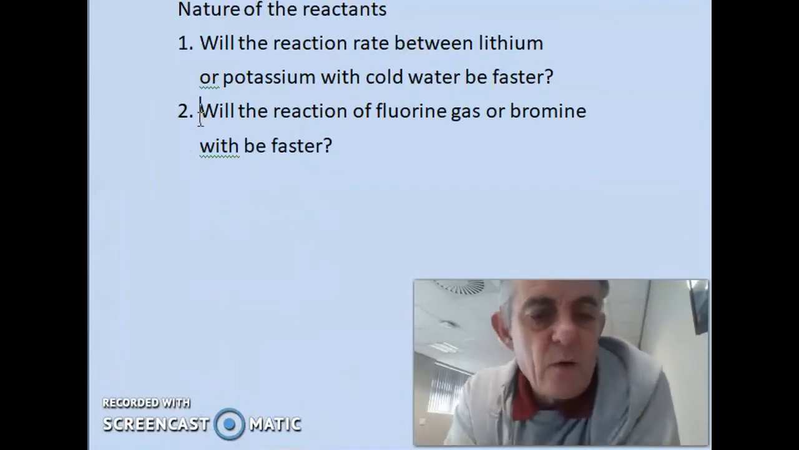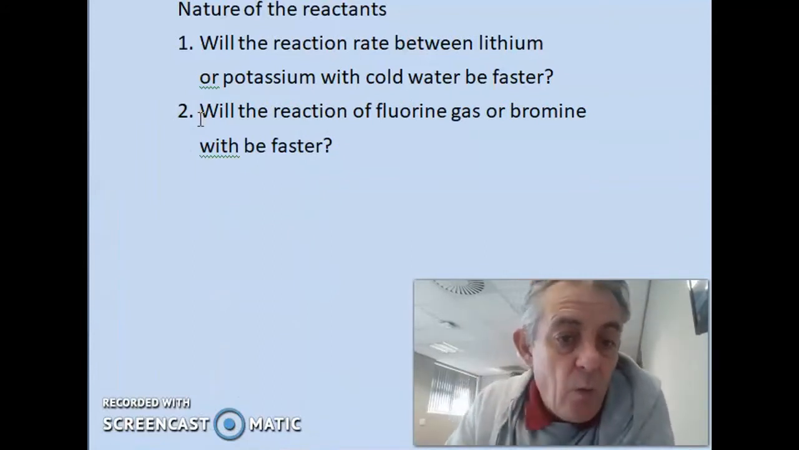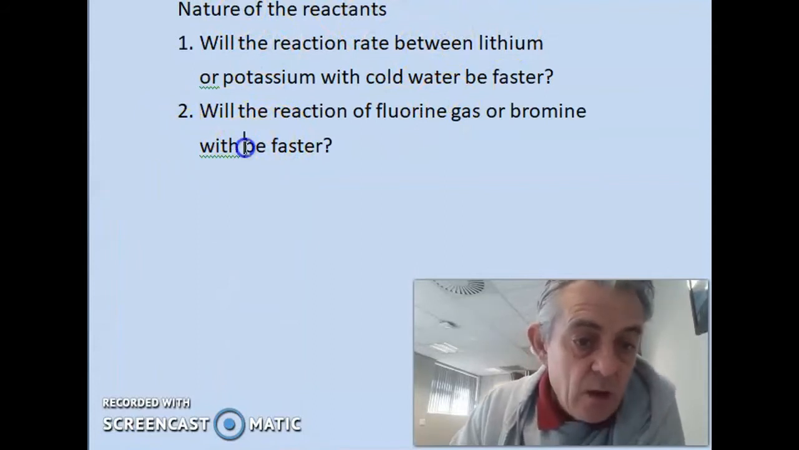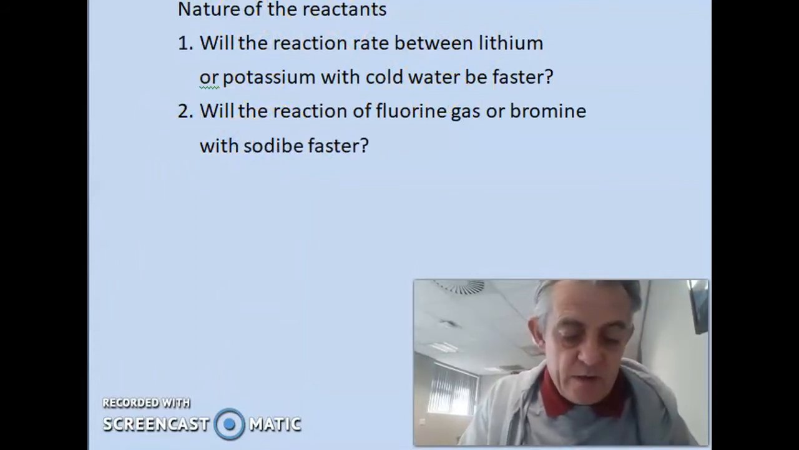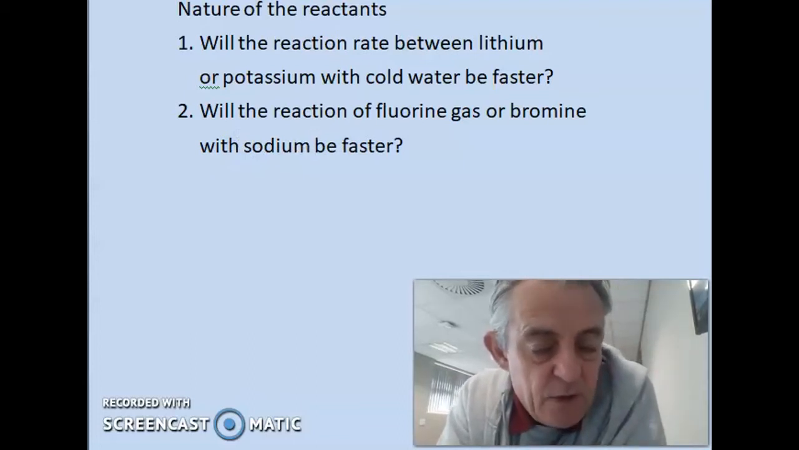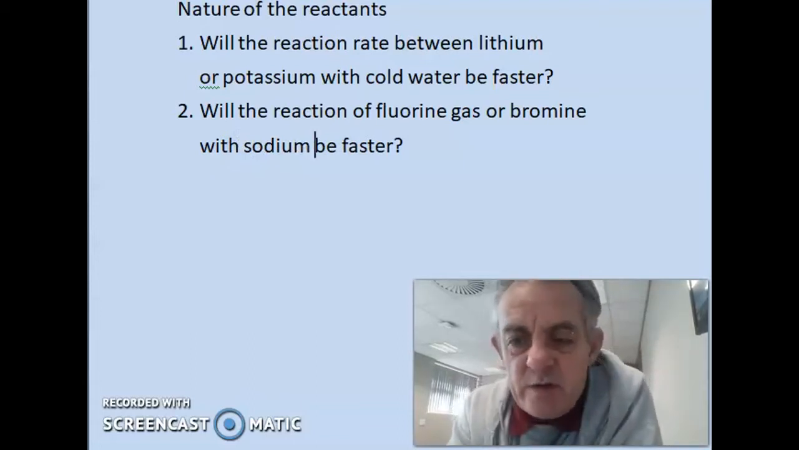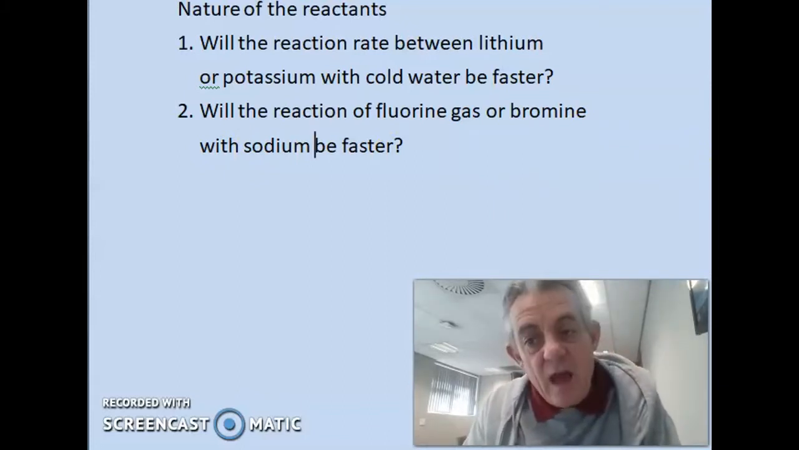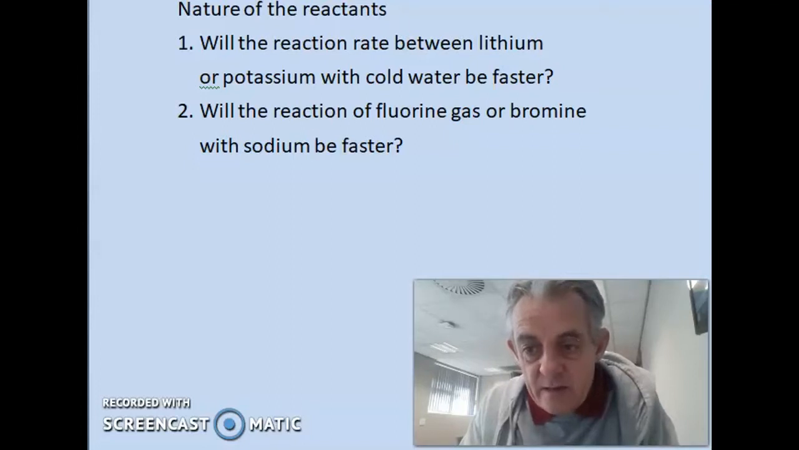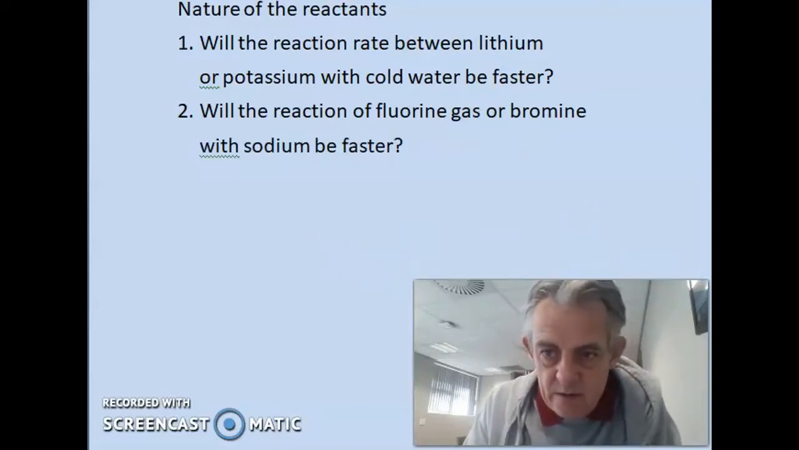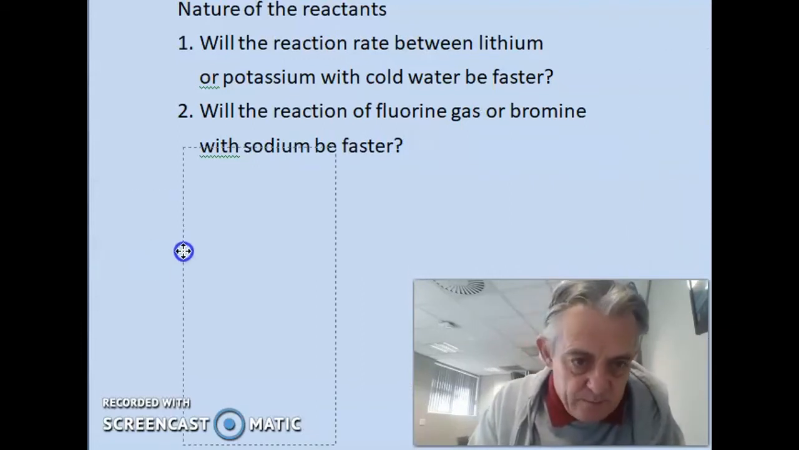Let's now look at the second one. Will the reaction of fluorine gas or bromine with sodium be faster? Again, think about it. Think about what you learned in grade 10 and the reactivity of the halogens, because both fluorine and bromine are halogens. So let's just bring this in.